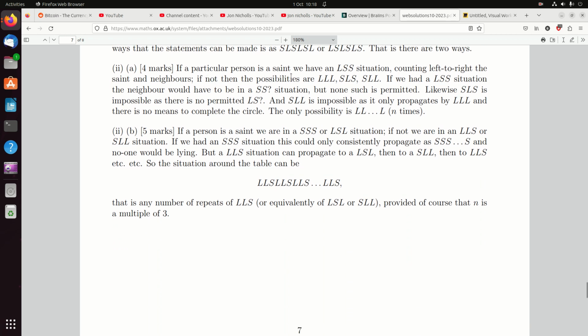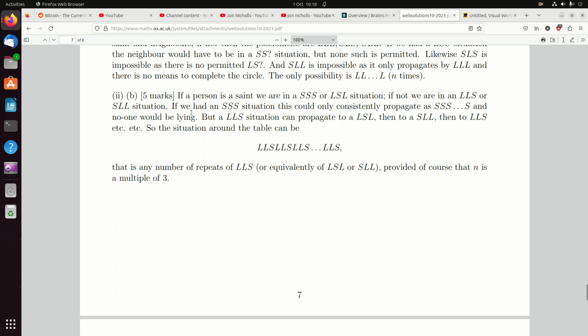Now, here was the interesting one. Counting left to right, saints and neighbours. If not, then LLS. We had an LLS situation. The neighbour would have... So they're assuming things here. It's very similar to the way I argue, but perhaps a little bit more concise, and descriptive. As it only propagates LLL. Yeah, the only possible is LLL n times. I actually prefer the way I put it for that part A. But let's have a look at their part B.